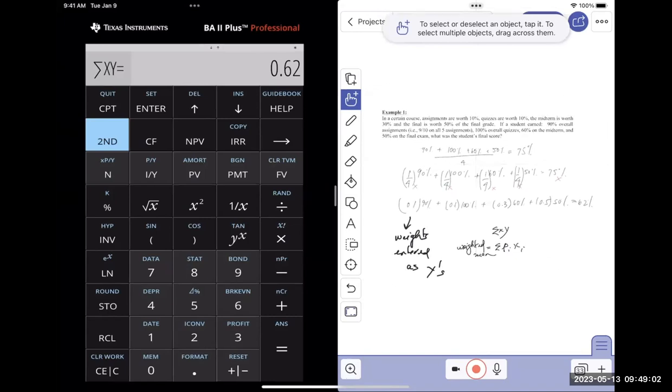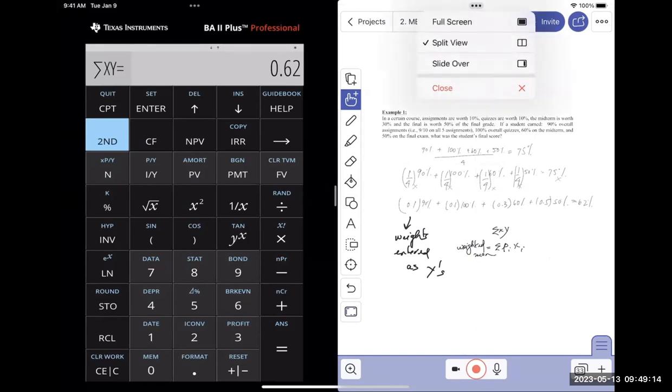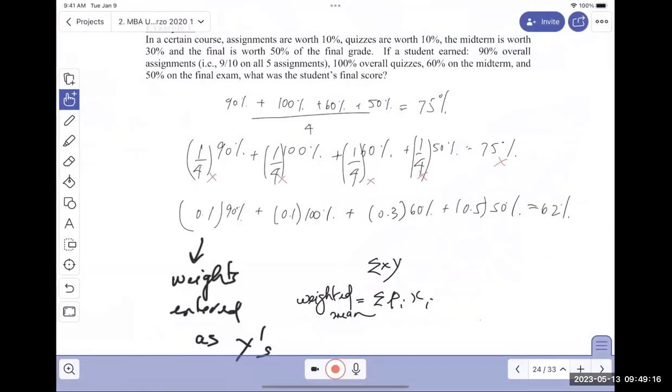Okay, and the next couple of examples that I have is just they're presenting the data so that you can compute the weights yourself. That's all that's really going on there.